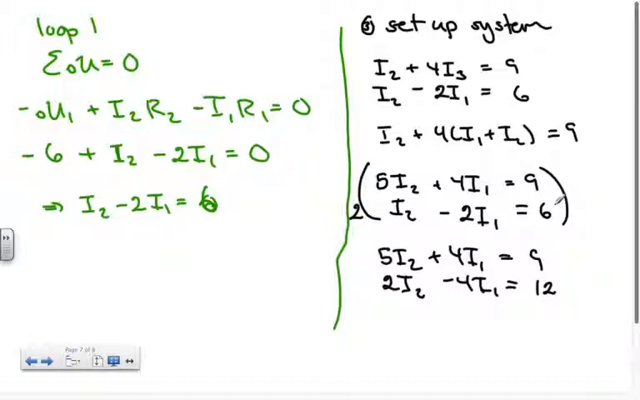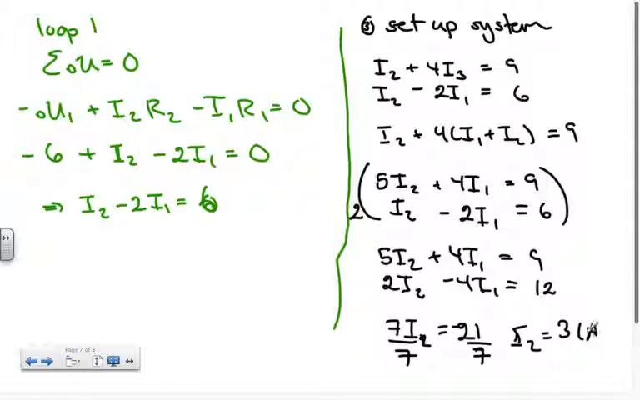And so from here, we do some algebra. This ends up being 7I2. I1 cancels, and 7I2 is equal to 21. And then we divide, of course, by 7. Divide by 7. Divide by 7. I2 is equal to 3 amps.